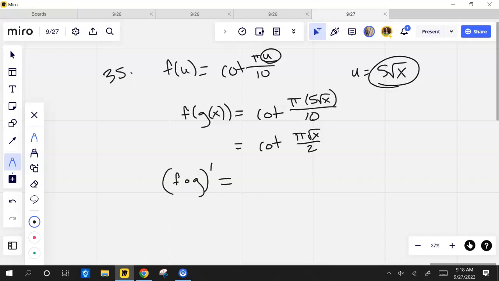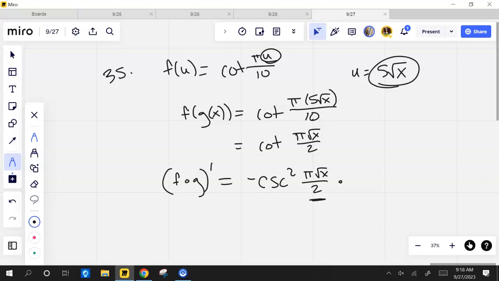There's no power, so outside first, or trig first? What's the derivative of cotangent? I don't know that one off the top of my head. Negative what? Cosecant squared times, I got to chain it.